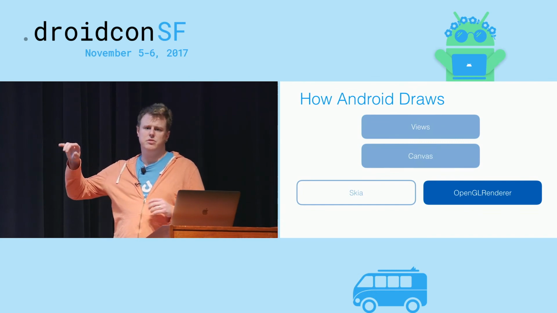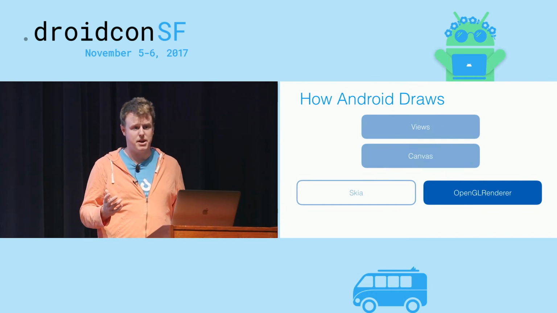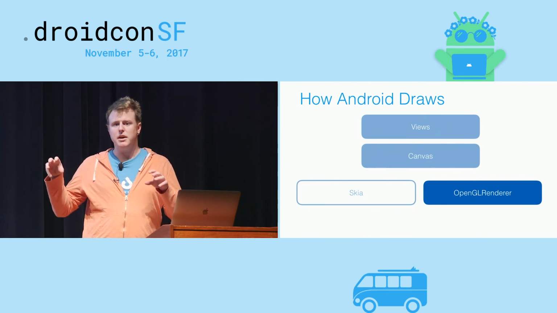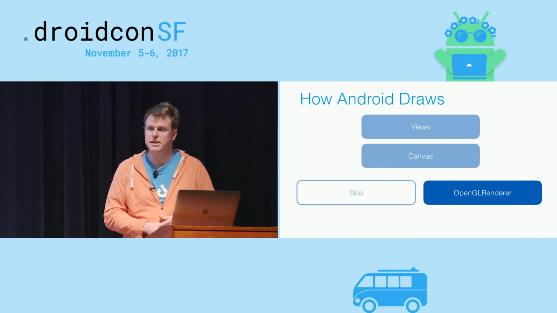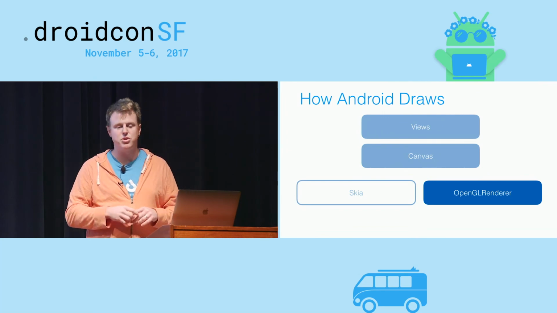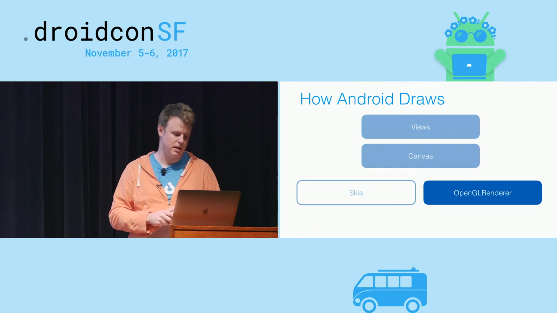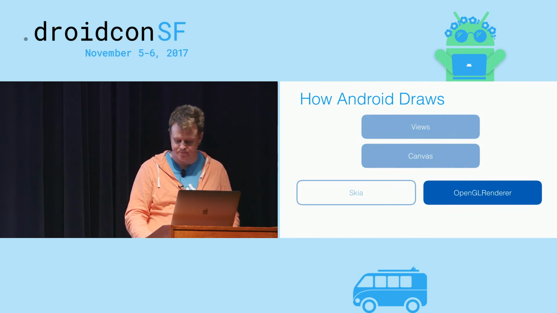Those two, you don't really ever need to touch, all right? I've never actually heard of anybody outside of the Android framework team working with Skia directly. And the OpenGL renderer is sort of a backend for the canvas. So you work with the canvas and it translates your commands to these two renderers.